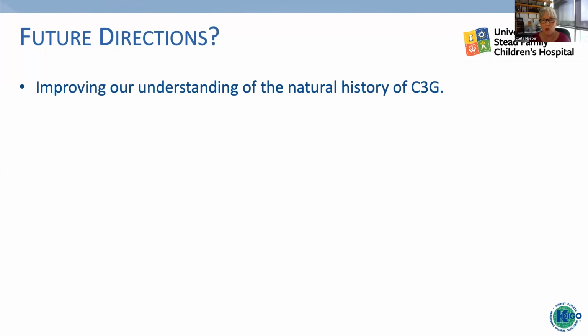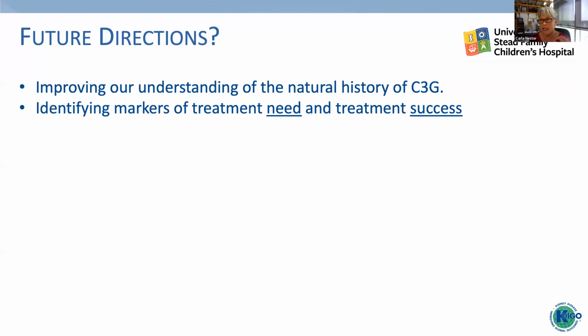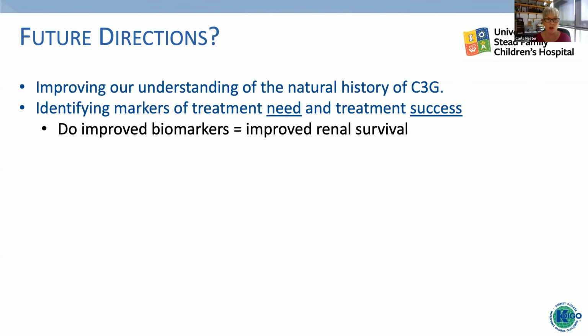And so this is what I've listed as our future directions. We have to improve our understanding of the natural history of the disease, particularly who can do with just supportive care versus who needs care escalation, I would say, but also this concept of whether improved biomarkers equal improved renal survival.